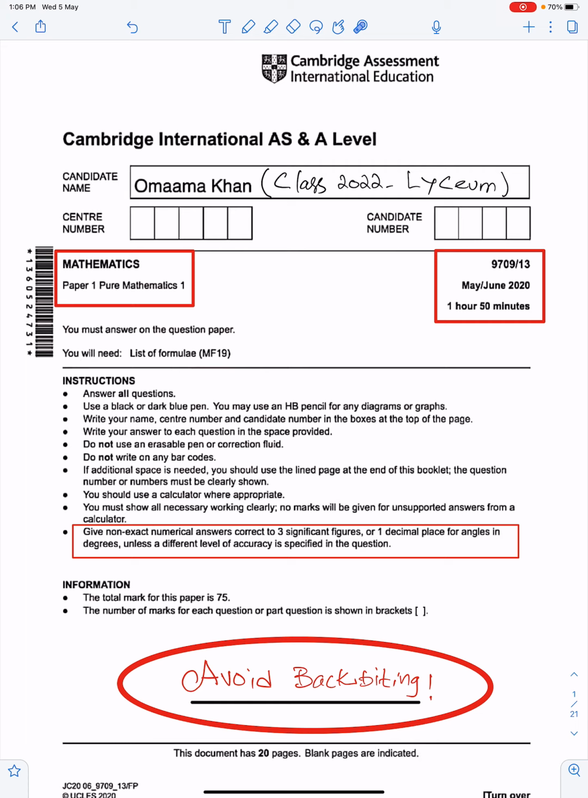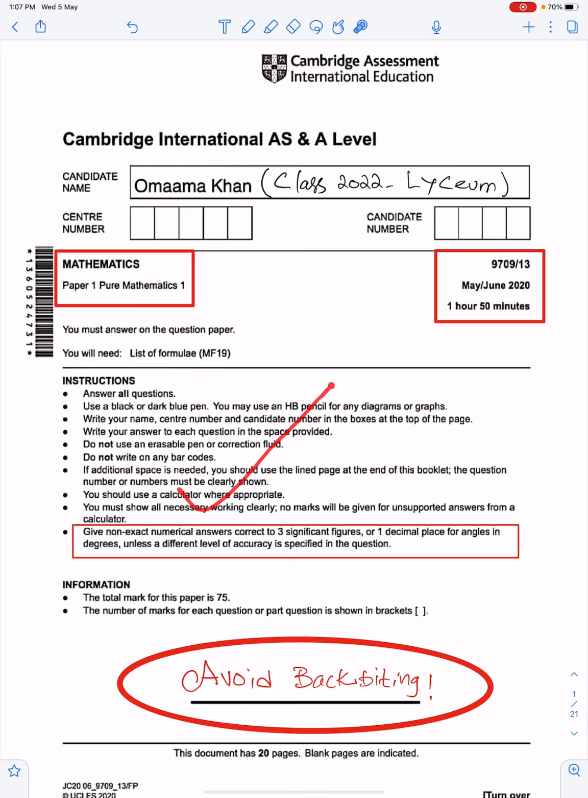In this lecture, I will discuss the solutions of P1 variant 1-3 of June 2020. And for this, I am using the work of an outstanding and one of my best student, Miss Umama Khan of class 2022, the Lyceum.